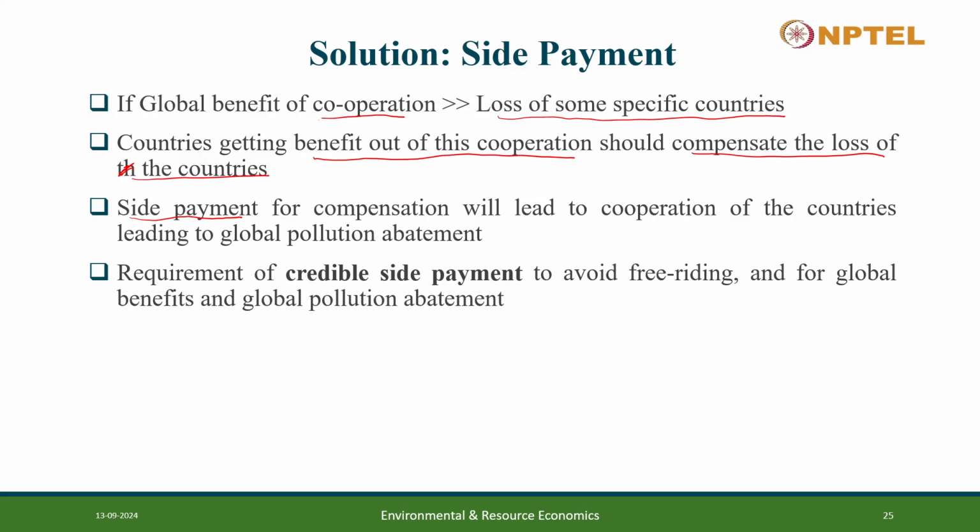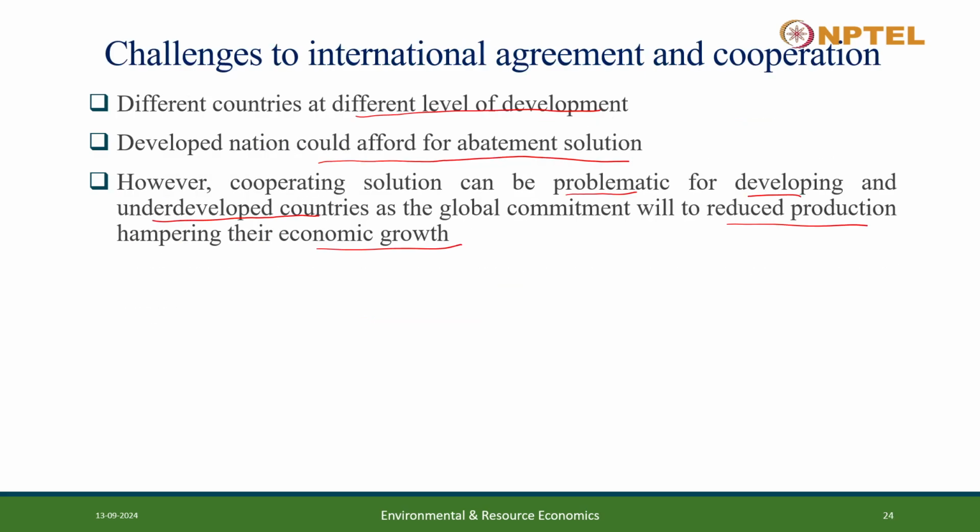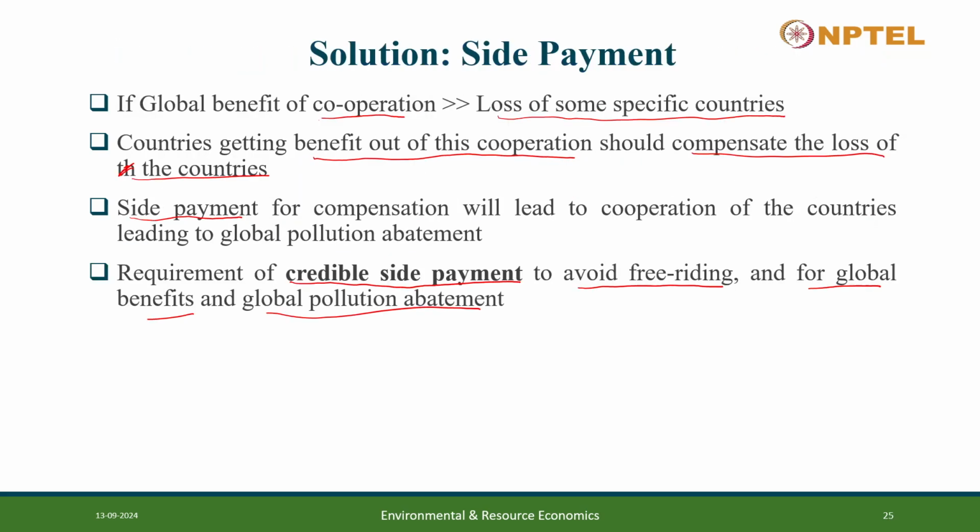Okay, so there is a requirement of credible side payment to avoid free riding and for global benefits and global pollution abatement. So this is the solution for the global issue, that is, all countries might either free ride or might not choose to cooperate because they are underdeveloped or developing countries and their economy is being impacted, right? In such a case, those countries should be benefited or should be given some incentives for clean energy transitions.